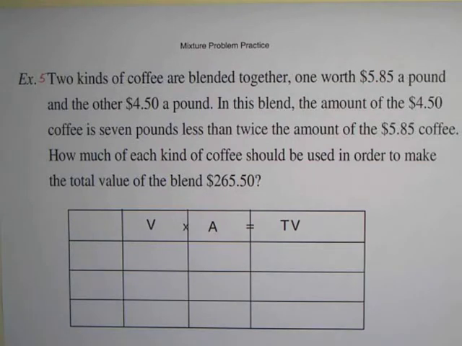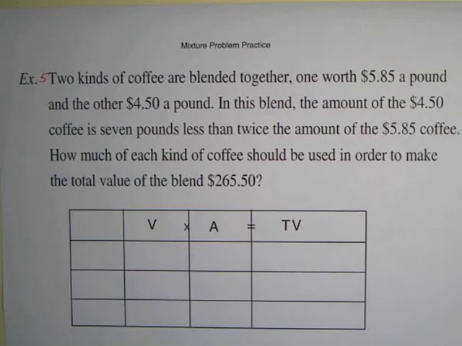Okay, here's another example of some mixture problems, and this is a little bit different than some of the other ones we've been doing. Two kinds of coffee are blended together, one worth $5.85 a pound, the other one worth $4.50 a pound. In this blend, the amount of the 450 coffee is 7 pounds less than twice the amount of the 585 coffee. How much of each kind of coffee should be used in order to make the total value of the blend $265.50?